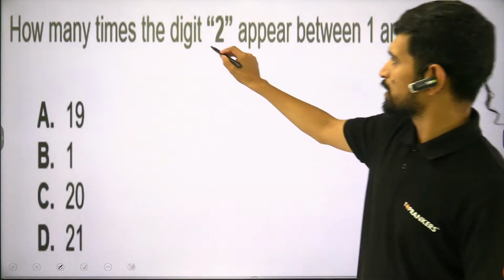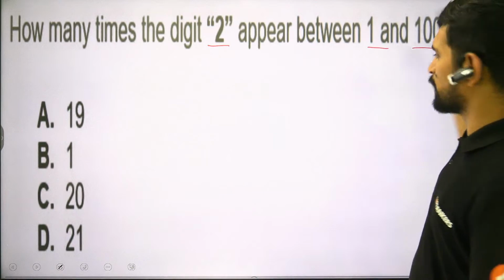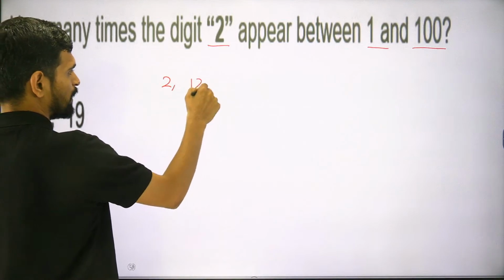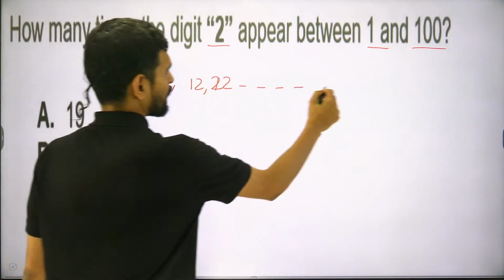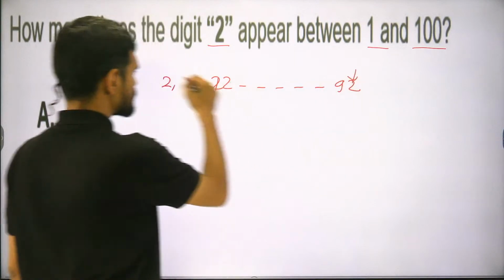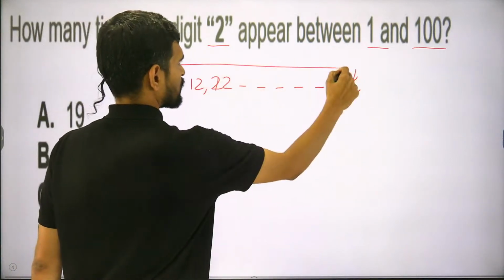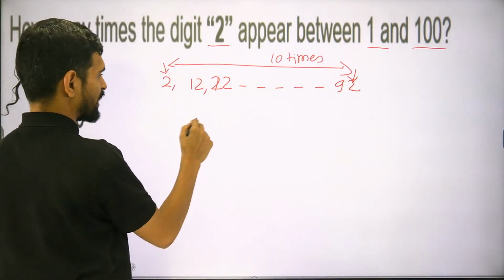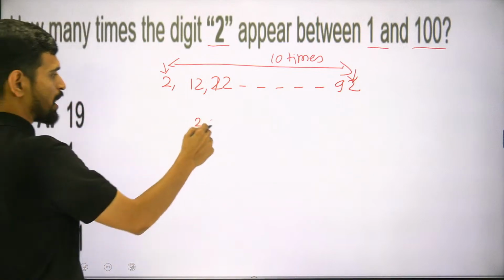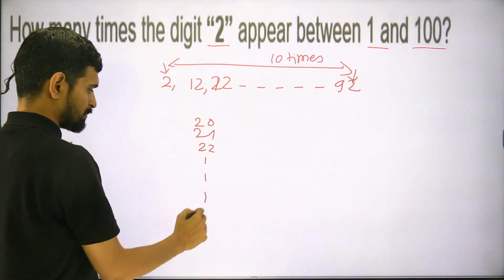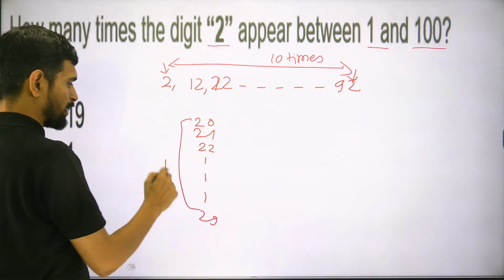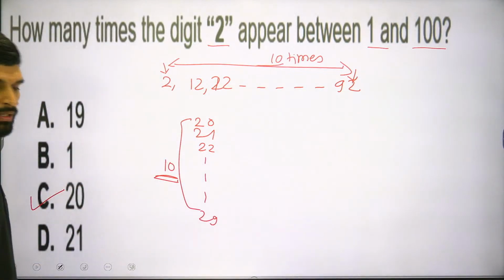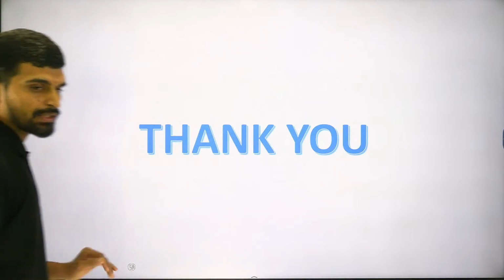How many times does digit 2 appear between 1 and 100? See, the digit 2 appears once at 2, then 12, then 22, till 92. So 10 times here. And 10 more times when it is at the tens place, that is 20, 21, 22 till 29. So 10 times here and 10 times here. Overall 20 times, right?